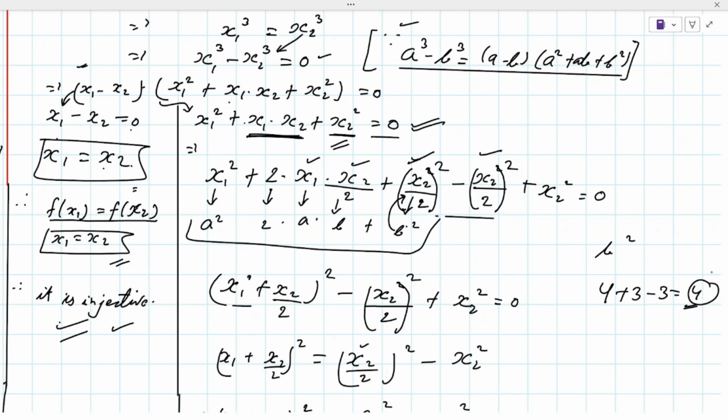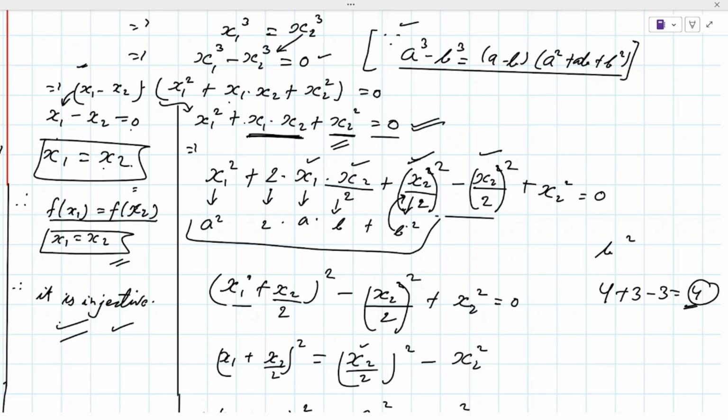When you were writing this, you did not include the plus x2 square. Where I didn't write it? Like when you were explaining till the x square by 2 whole square, I thought you added by 2 and didn't include. Acha, for now it is clear na. Yeah, clear. Okay, let's see here.